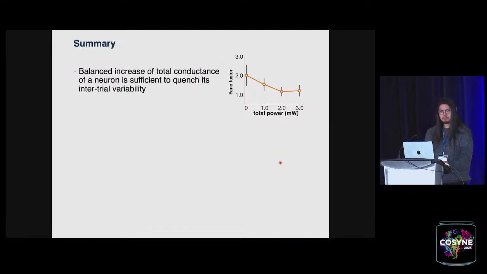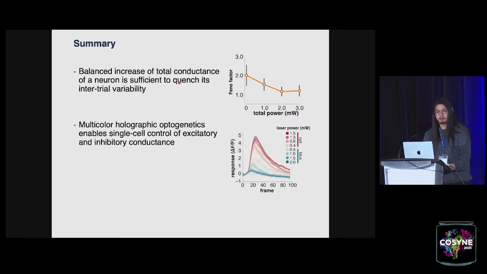Okay. So in summary, I showed you that a balanced increase of total conductance of a neuron is sufficient. Without worrying about what the network is doing, it's sufficient to quench its intertrial variability. But the other thing I really want to highlight here is this new tool of multicolor holographic optogenetics, which I really think opens up a lot of interesting new experiments.